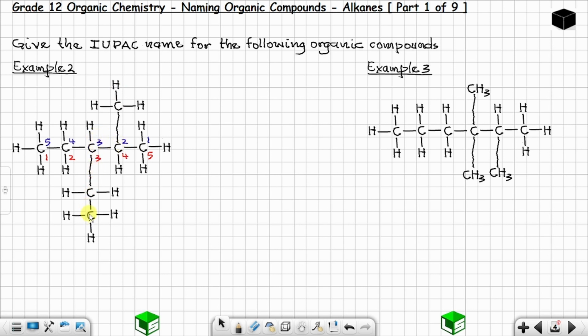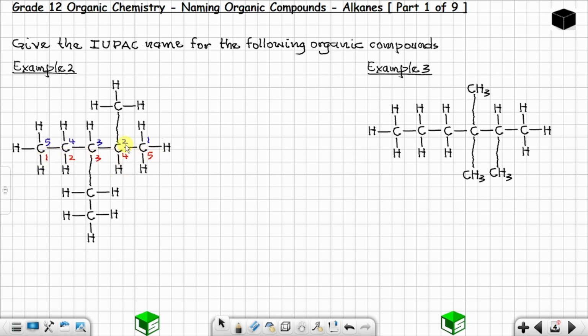Okay, so you have to number it in such a way that you have the lowest possible number. So which one is the correct combination? Should you take 3 and 4 or 2 and 3? You can see this is the lowest, 2 and 3. So we are going to number it from right to the left. So you can disregard this one, the one in red.